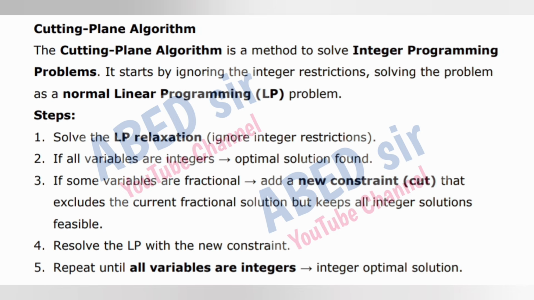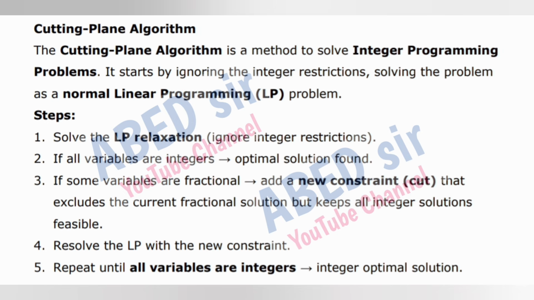Cutting plane algorithm. The cutting plane algorithm is a method to solve integer programming problems. It starts by ignoring the integer restrictions, solving the problem as a normal linear programming (LP) problem. Steps. 1. Solve the LP relaxation, ignore integer restrictions.